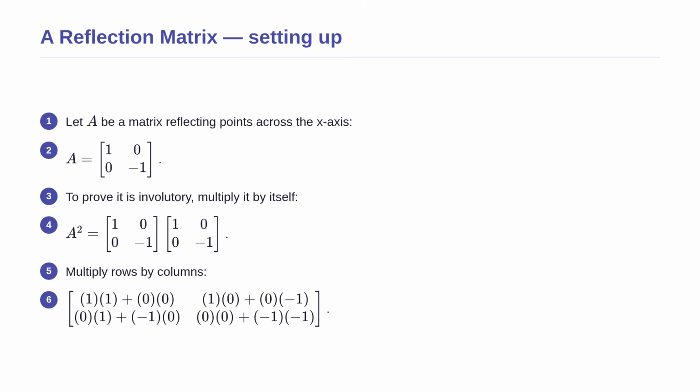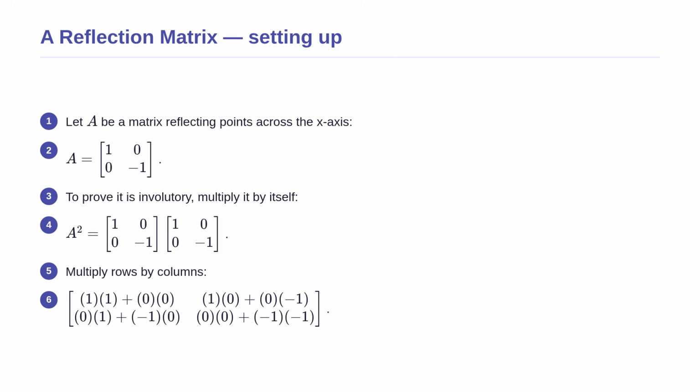Before we move on, let us see this with a concrete example. We are given a matrix A that represents a geometric reflection across the x-axis, and we need to verify if it is an involutory matrix. To prove this, we simply need to multiply it by itself and check if the final result is the identity matrix. We write the matrix out twice, side by side, to prepare for standard matrix multiplication.